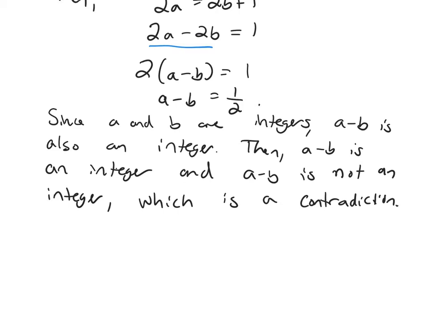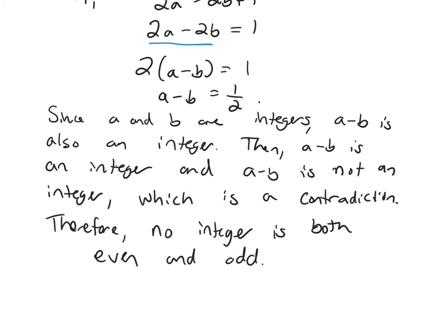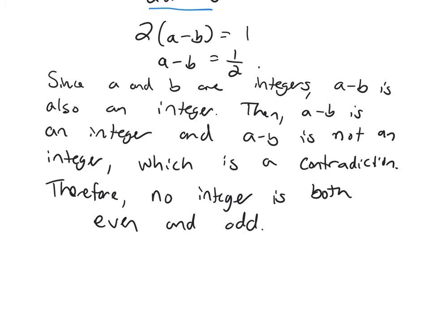So we've reached step 2. We've got our contradiction. So I conclude that the original statement must have been true. Therefore, no integer is both even and odd. And that completes our proof there.